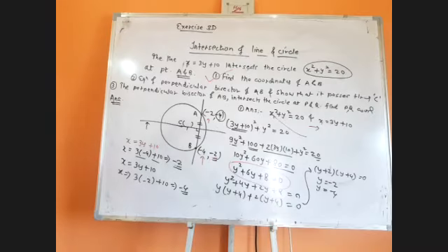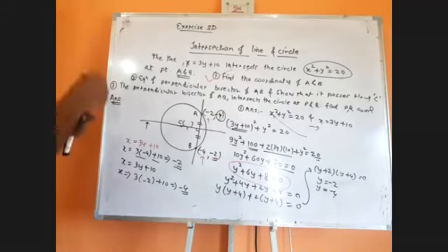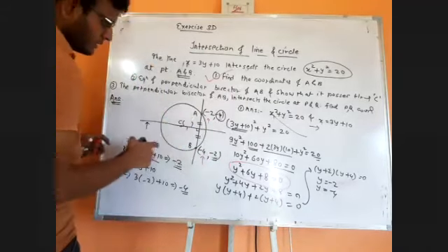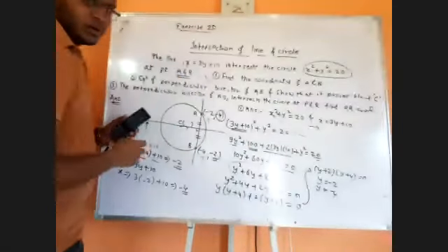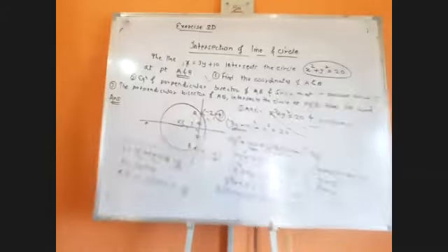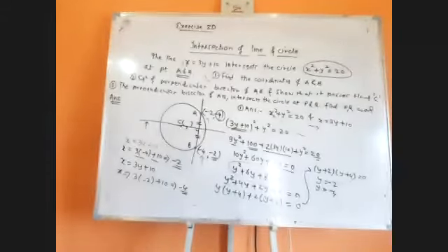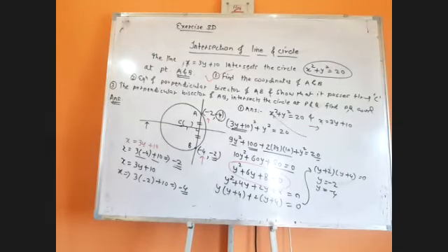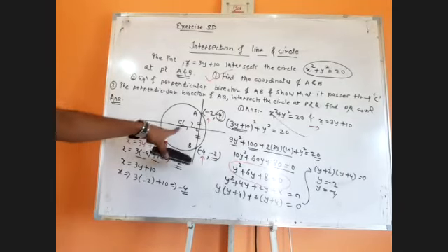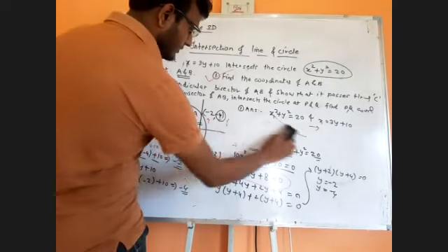So we will probably go for the next part. The first part was to get the coordinates of A and B. Now every perpendicular bisector of a chord will by default be passing through the center C. Okay, so I'll just erase this part.